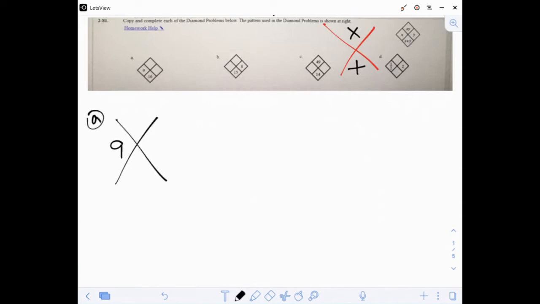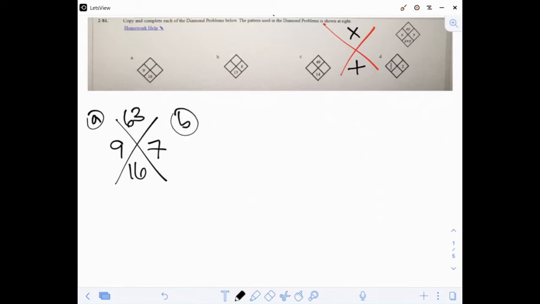They gave us a 9 and a 16, so we're trying to figure out what goes here. Well, we know the 9 plus this number equals 16. Well, 16 minus 9 is 7. So we got that. Now we need to figure this number out. We need to multiply the 9 and 7 together. So 9 times 7 is 63.